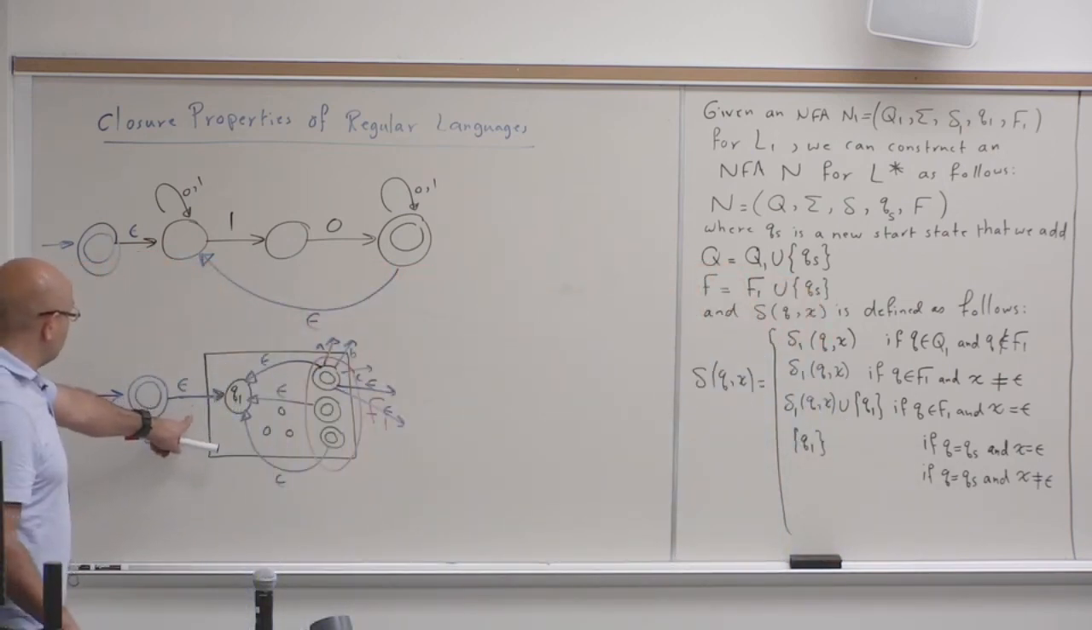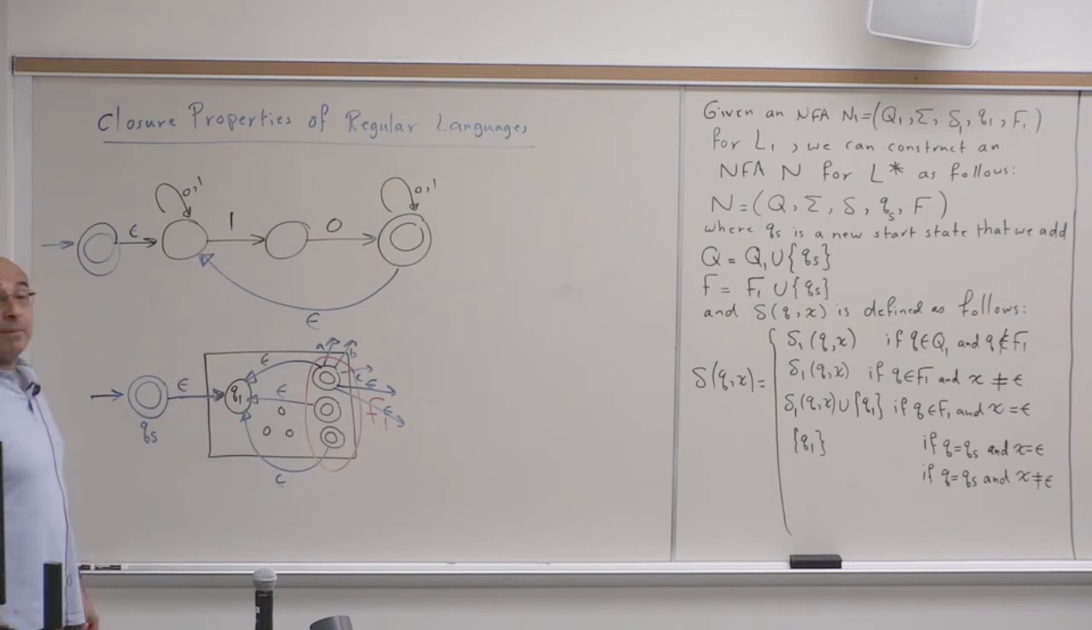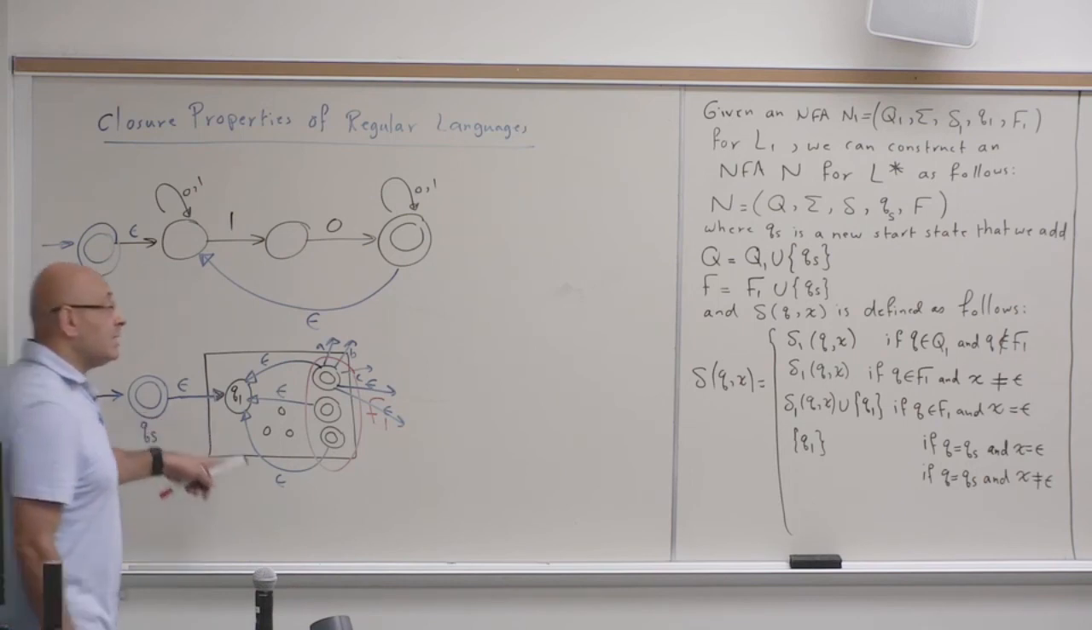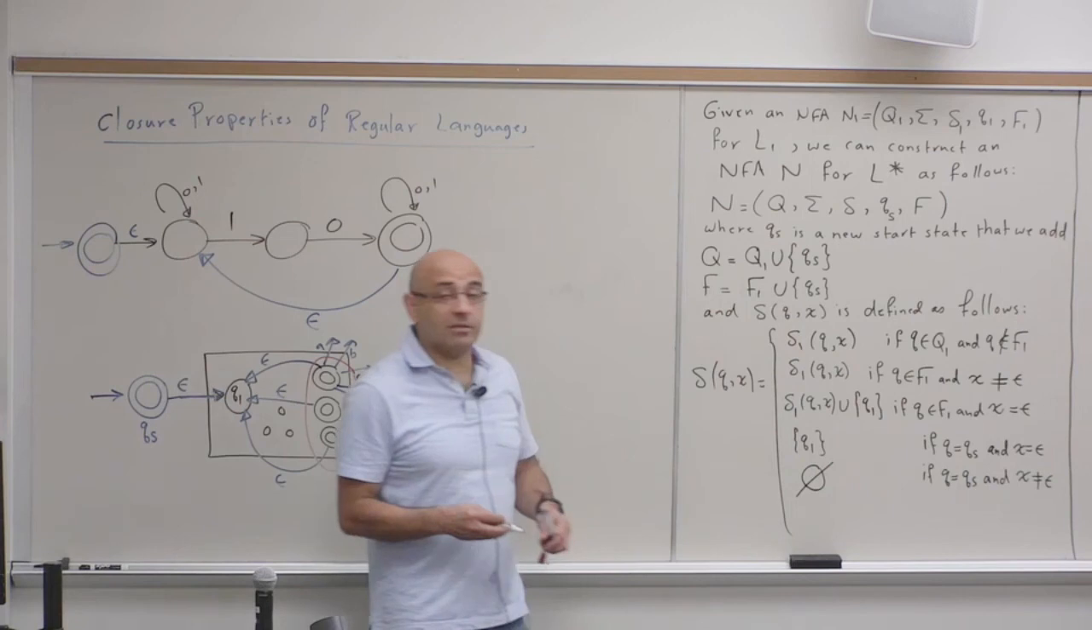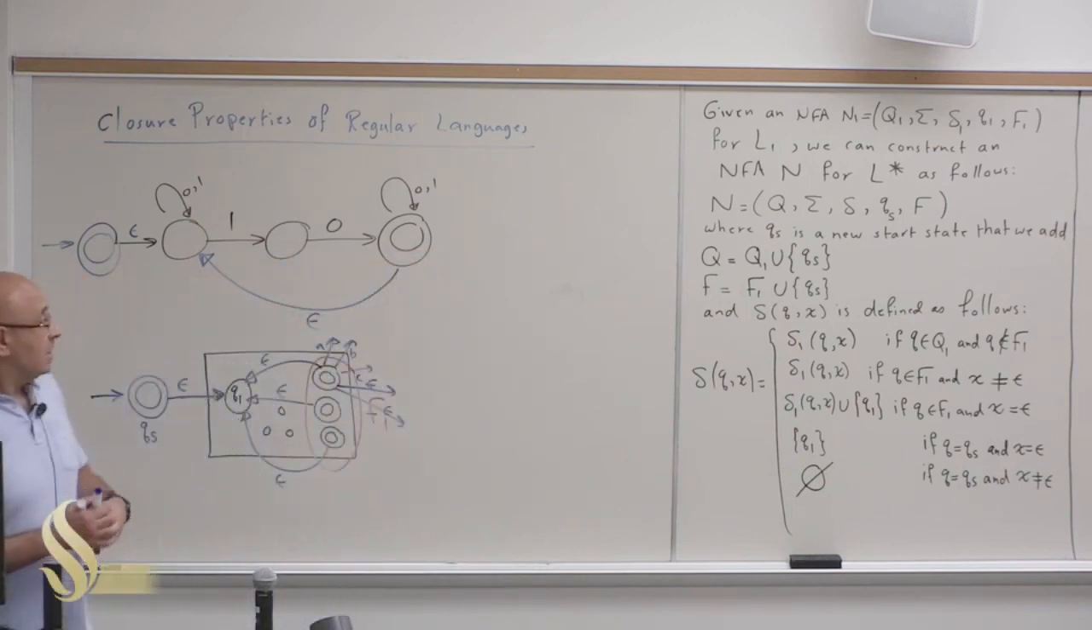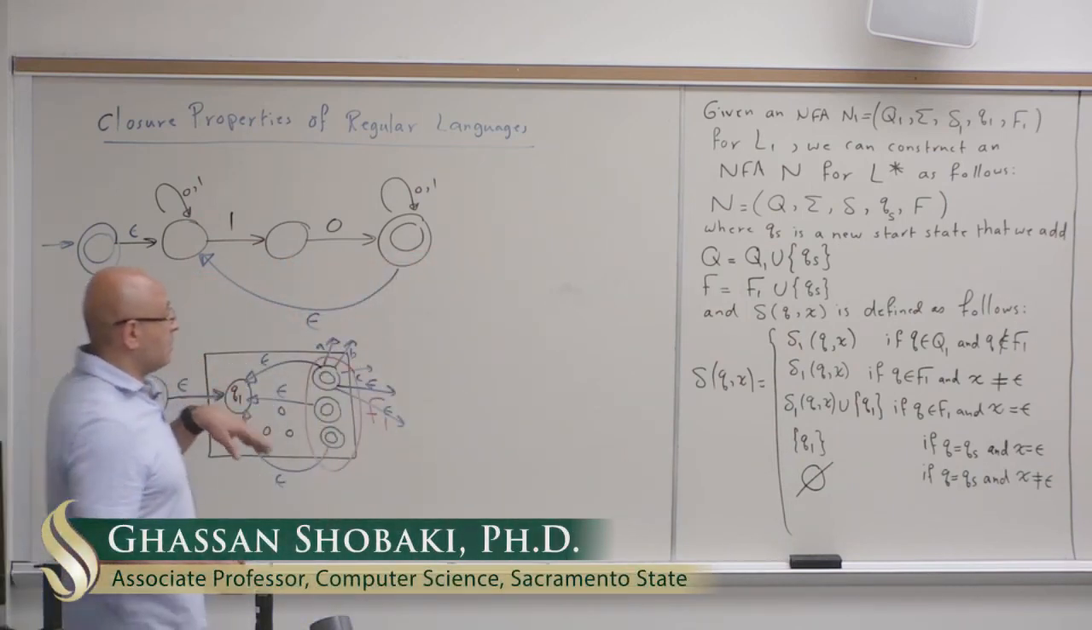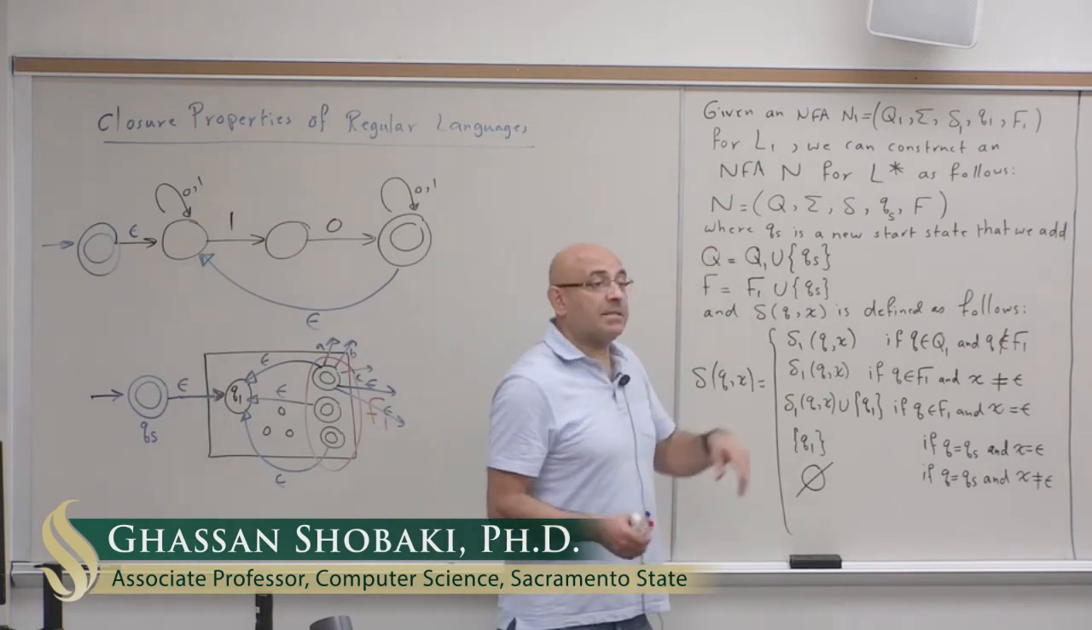That's where epsilon takes us. Now, what if X is not equal to epsilon? Where do we go? Is there a transition? No, there is no transition. And in the NFA, we just say phi. There is no transition. Okay. So this is the formal description of a state that represents the star.